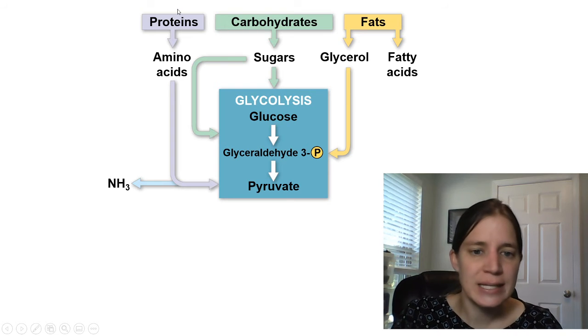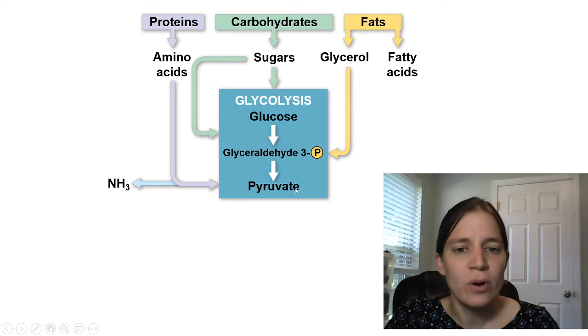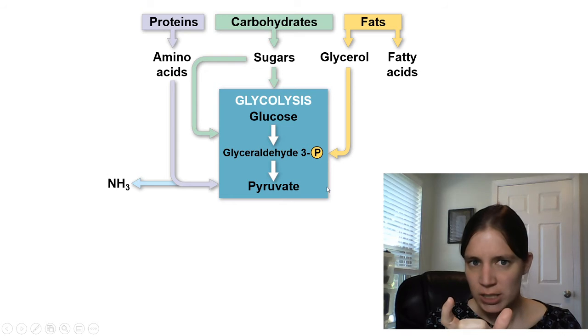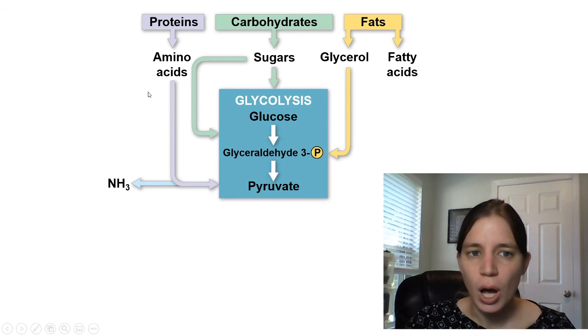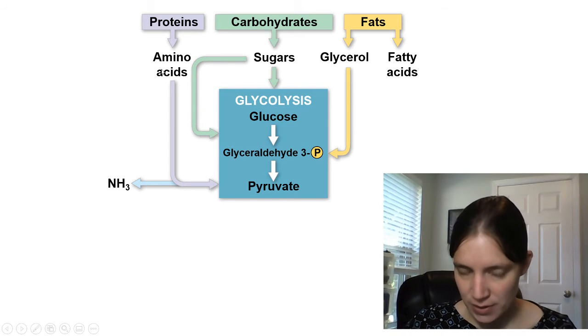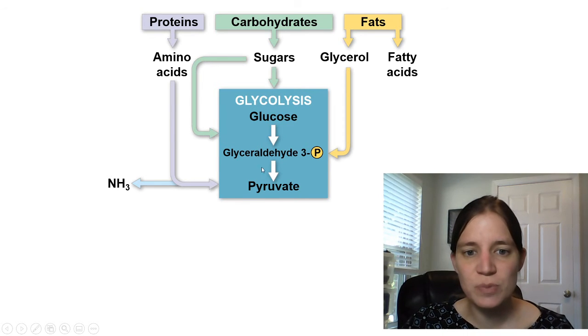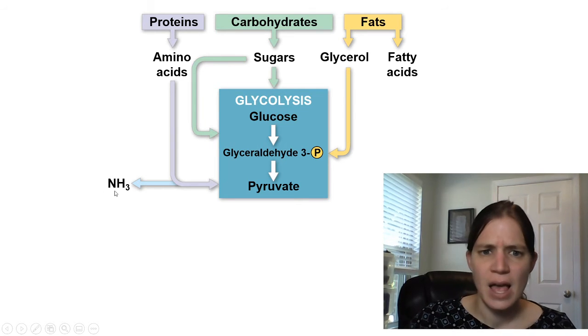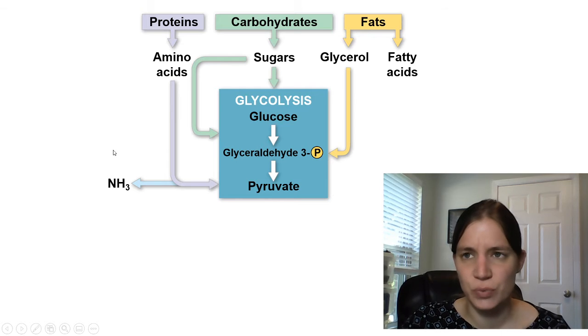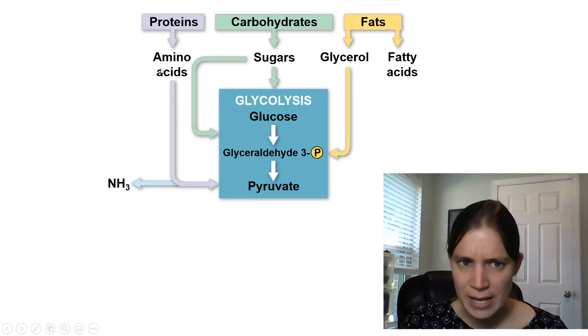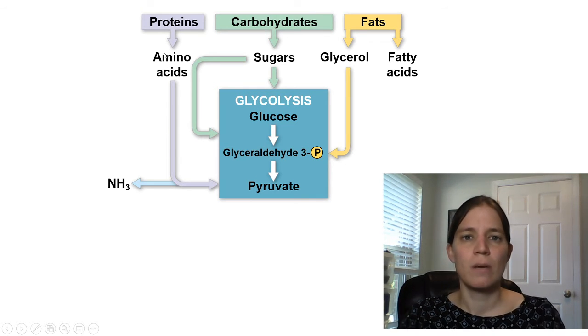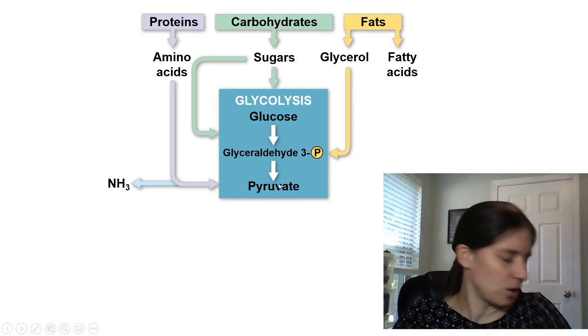Amino acids, so pyruvate's this 3-carbon chunk, right? Amino acids have carbons. You can get this pyruvate chunk from amino acids. You do have to get rid of this nitrogen bit, and getting rid of nitrogen is actually a really big deal for most organisms. Figuring out how to do that is important. But you can have these amino acids, you can break them up and feed them in right here.